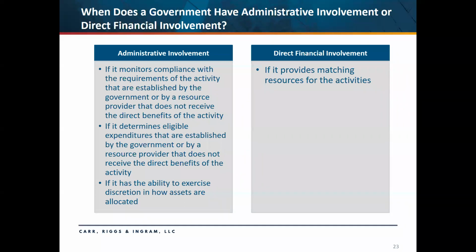Okay, so a couple of examples here when we talk about those items is that administrative involvement is going to be: are you monitoring compliance with those activities and the activity that are established by the government? Are you determining the eligible expenditures? And if you have the ability to exercise discretion in how assets are allocated. Now, those are the definitions that come straight from the standards themselves.